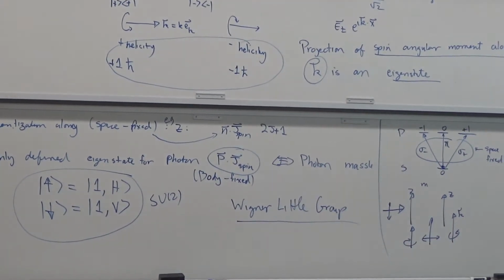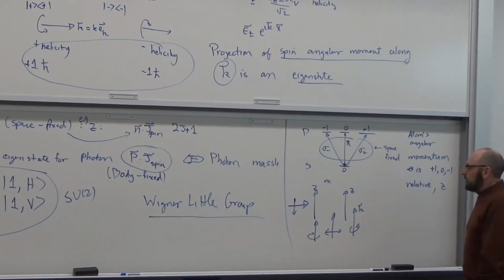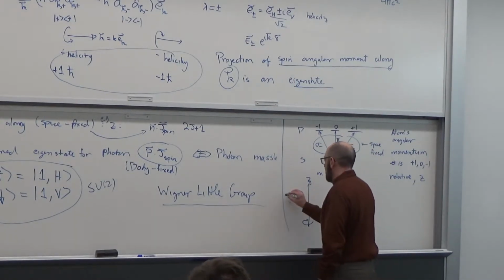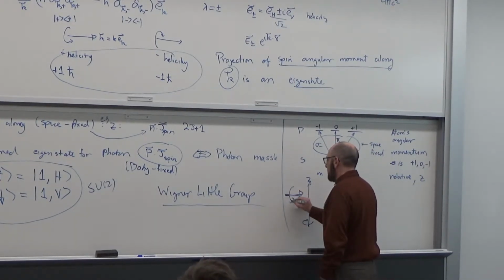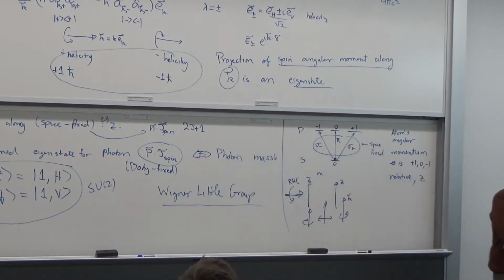So, question for you. Suppose the light that I sent in here was right-hand circularly polarized, but I'm choosing the quantization axis like this. What transitions would I drive in the atom?